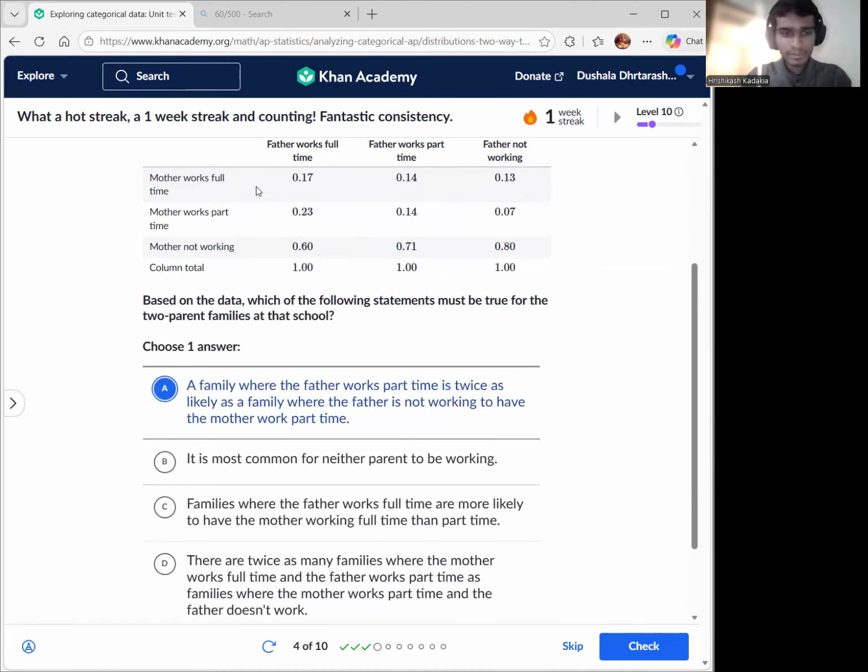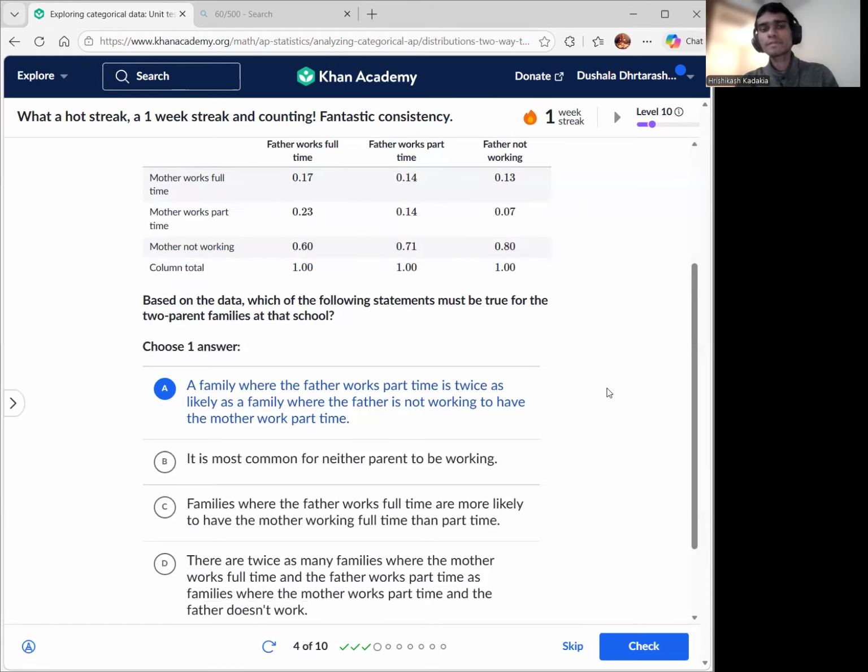So there are twice as many families where the mother works full time and the father works part time as families where the mother works part time and the father does not. Well, this one actually we also can't conclude, because we don't know how many families there are. So we can say this is twice and this is twice. We definitely know that, as many families where the mother works full time and the mother works part time. So mother is full time, father is part time, that we see is 0.14. And families where the mother works part time, that's actually 0.14.